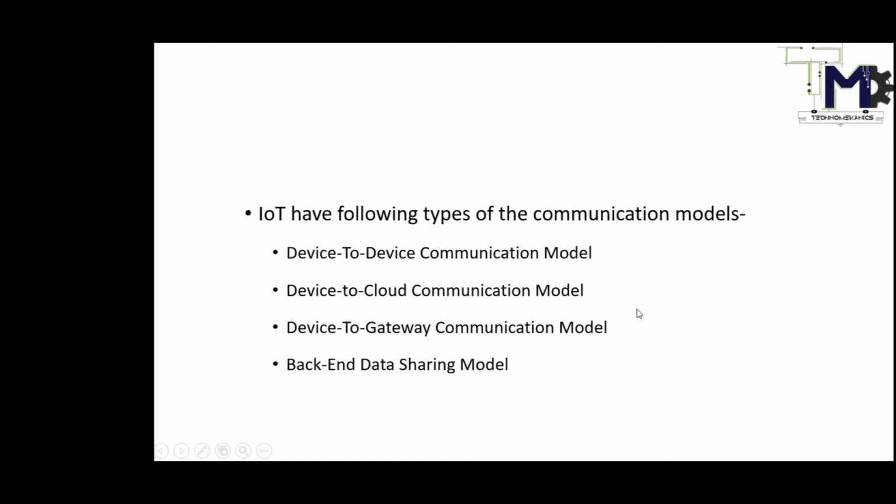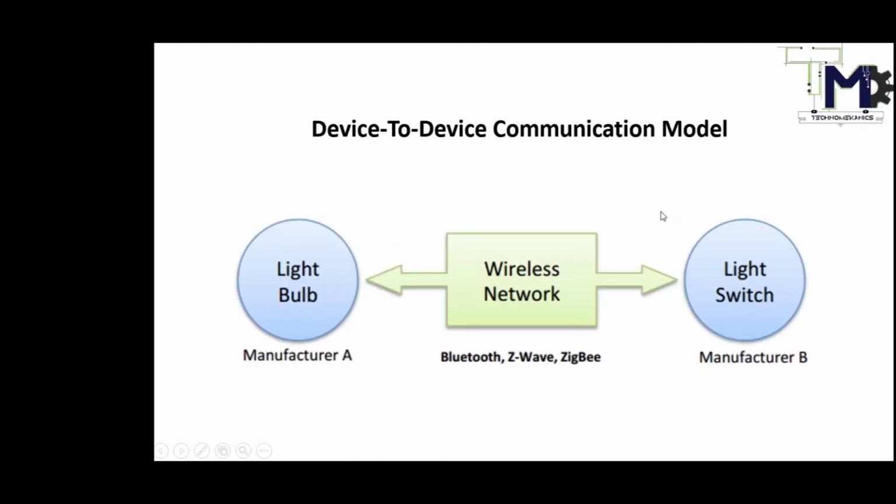Now IoT has the following types of communication models. The first one is the device-to-device communication model, and the second is the model of how, from a device, we will communicate. Device-to-device communication model.